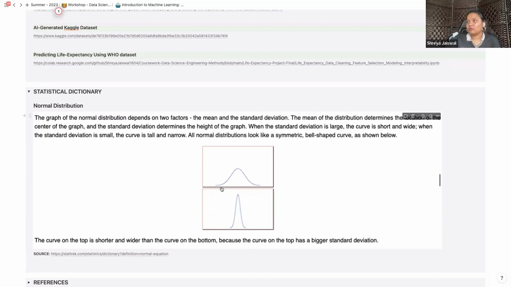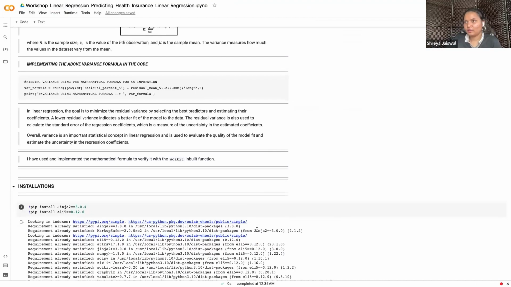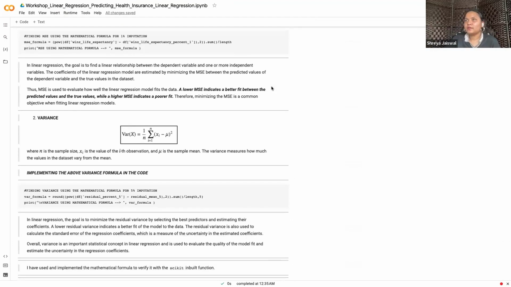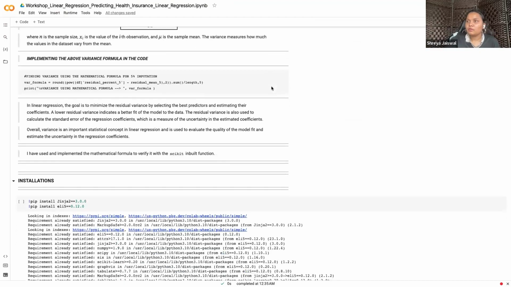The curve on the top is shorter and wider than the curve on the bottom, because the curve on the top has bigger standard deviation. So the more the standard deviation, that is the more your value is away from the actual thing, the wider it'll be. And the lesser it is, the sleeker and taller it'll be. We will see this when we plot our graphs for this particular data set. So these two are the basic statistical measures that we'll be going through.